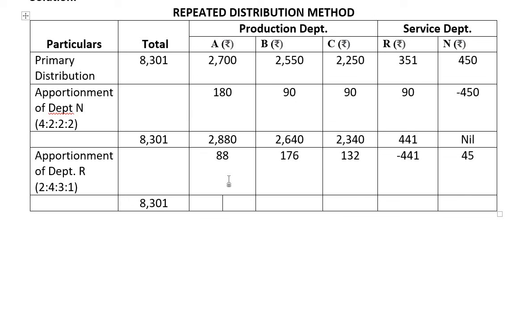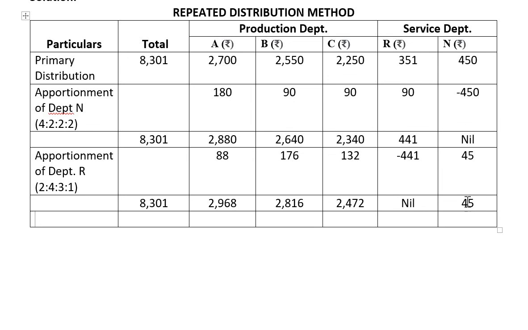Now if we total it, again it will be 8301. If we total A, it will be 2968. If we total B, that means 2640 plus 176, it will be 2816. For C, the total will be 2472. For R, it will be nil, and for N, it will be 45. Now again, R has come to be nil, but for N, the expenses are 45. So now we have to divide these 45 expenses among A, B, C, and R.